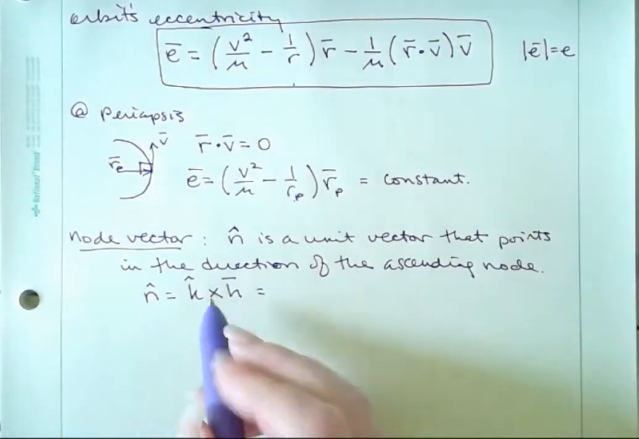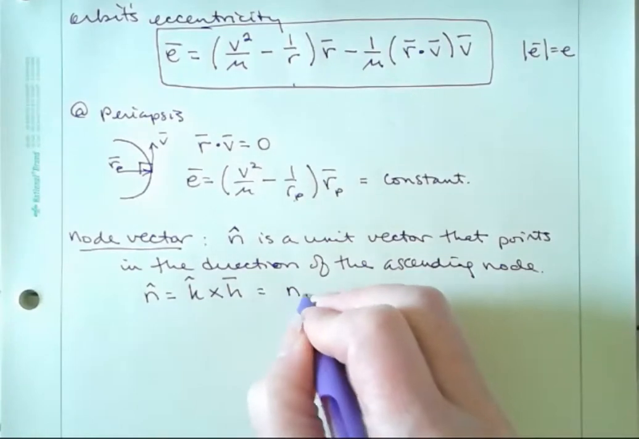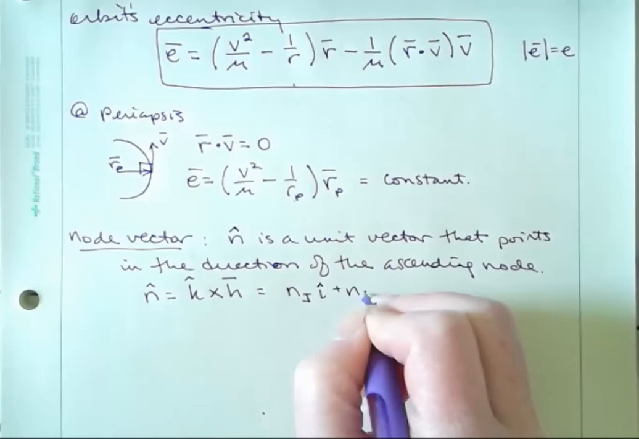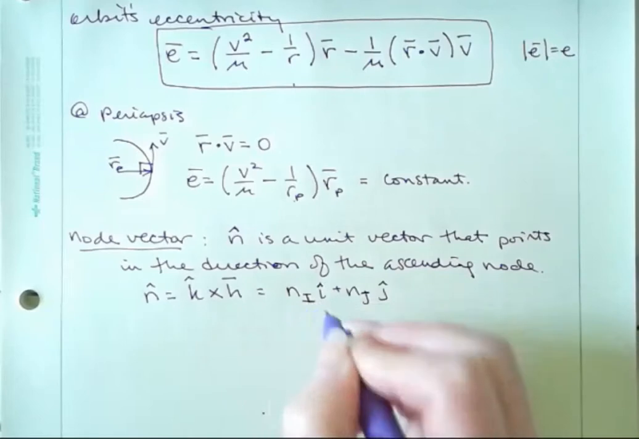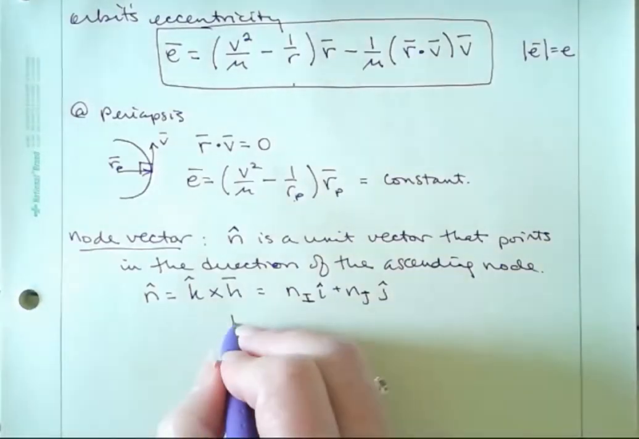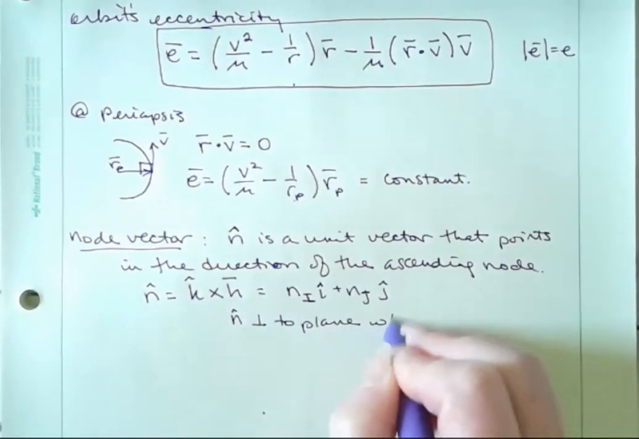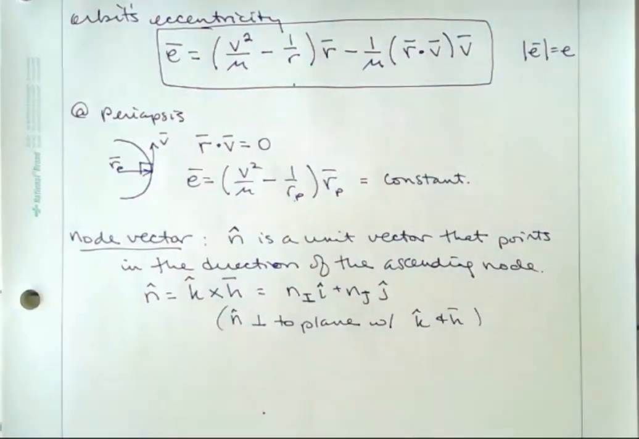Now, when you do the cross product here, you're doing a cross with k, right? So you're going to end up with an i and a j component. So we're going to have n_i times the unit vector i plus n_j, it's capital J, times the unit vector j. And you're going to use these components in just a second. So again, notice this is a cross product, so that means your node vector is perpendicular to the plane containing k and h.